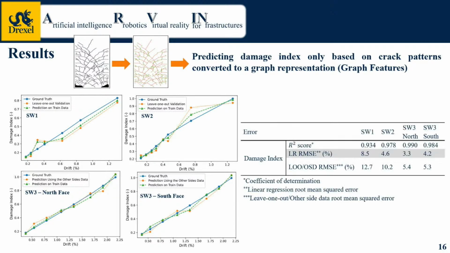Regarding the errors, here the R2 shows the accuracy of the model. We have the lowest one is this one, 0.934. The more this score is close to 1, it shows higher accuracy of the model.